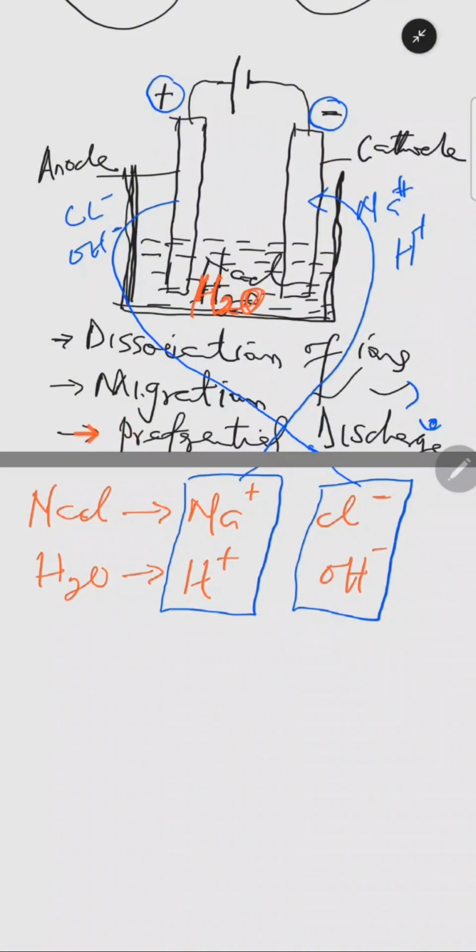So the next thing is preferential discharge. It means these ions, chloride ion, hydroxyl ion, sodium ion, and hydrogen ion, will be discharged preferentially. One of these two will be discharged. One of these two will also be discharged. So how will they be discharged? There are conditions to consider before any of these will be discharged. What are the conditions?